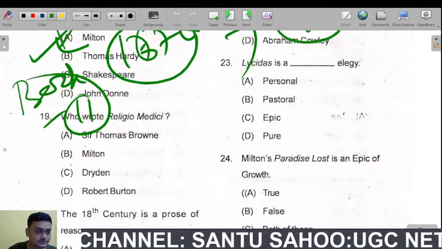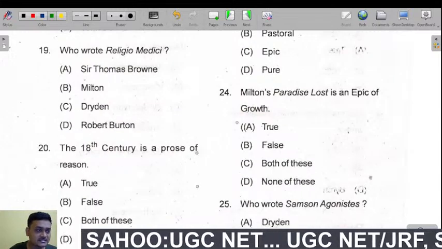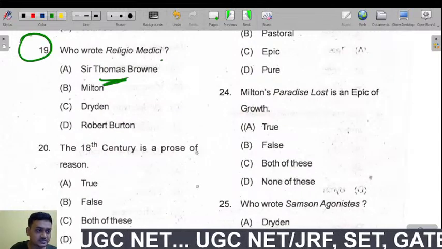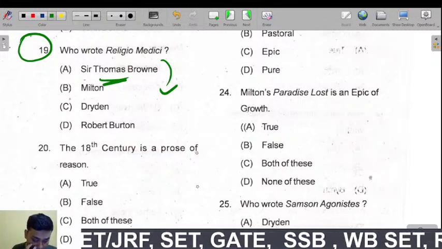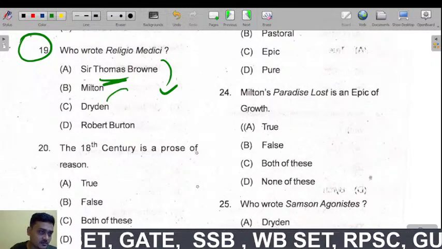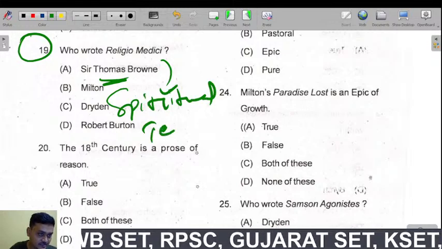Religio Medici by Thomas Browne. It is a spiritual book, a spiritual testament.